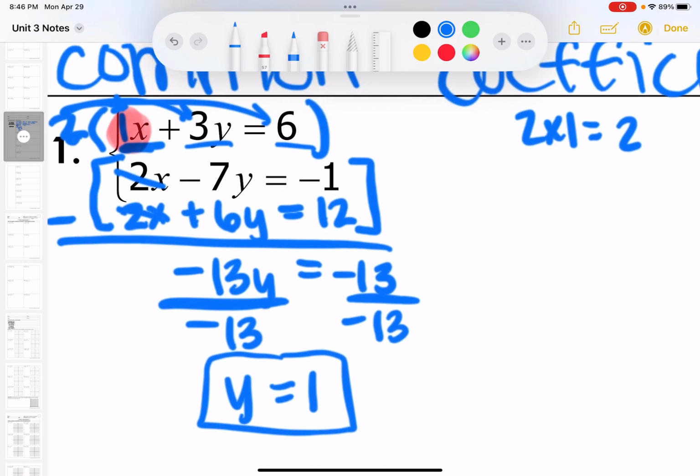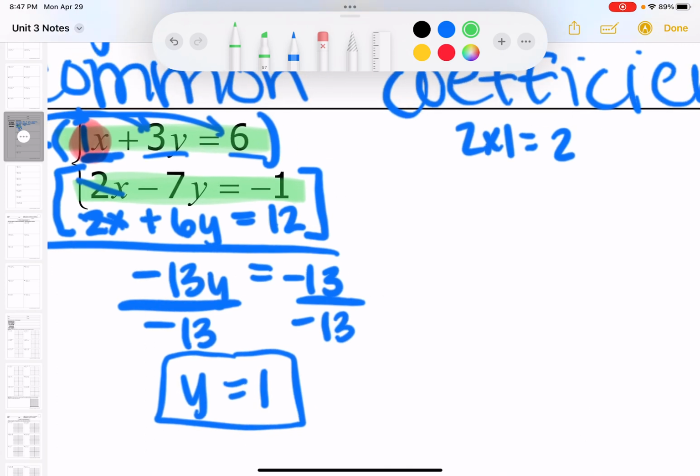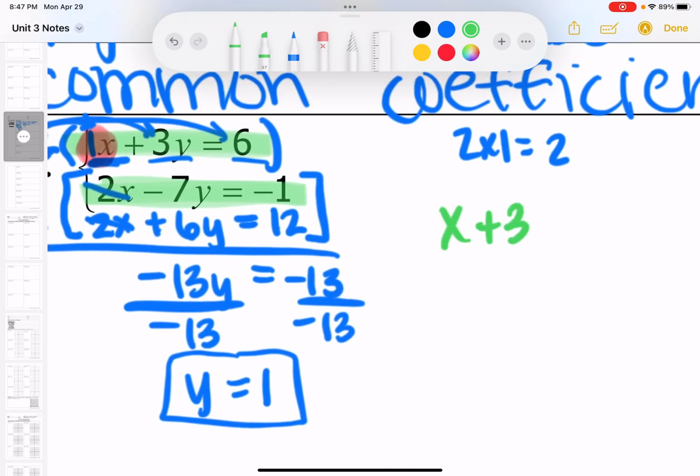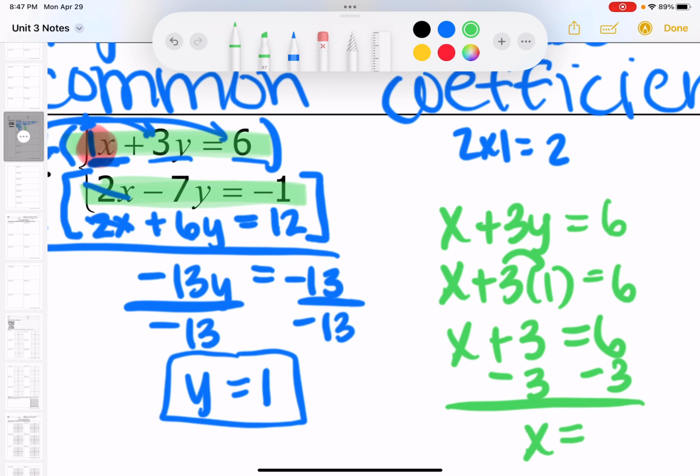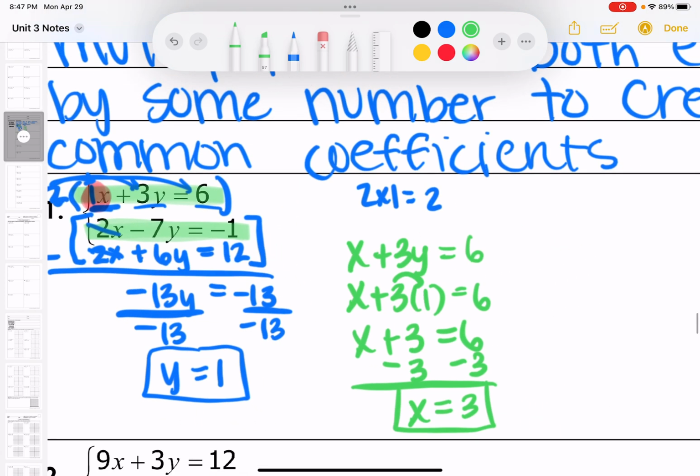Just like in other problems, you want to put this back into one of your original equations. So that would either be this equation or this equation. And just like before, it does not matter which one you pick. So I'm going to plug it into the first one. All right, and then I'm going to solve for x. So this is x plus 3 equals 6, because 3 times 1 is 3. Then I'm going to subtract 3 from both sides, so x is going to equal 3. So that's 3, 1 would be our answer there.